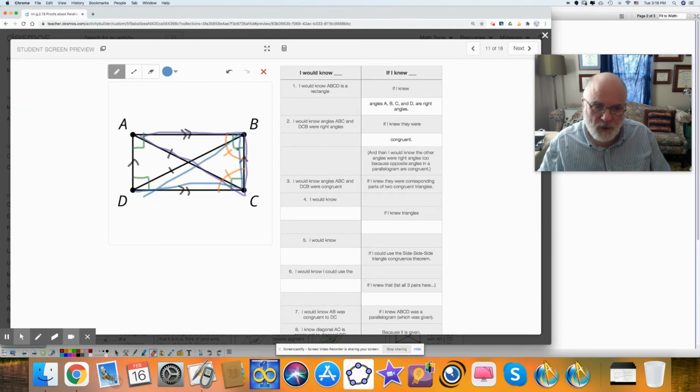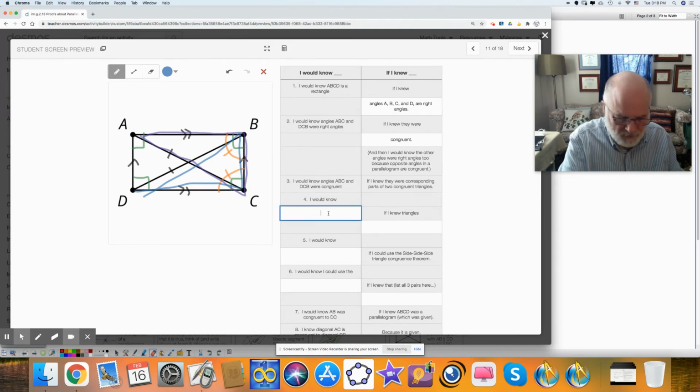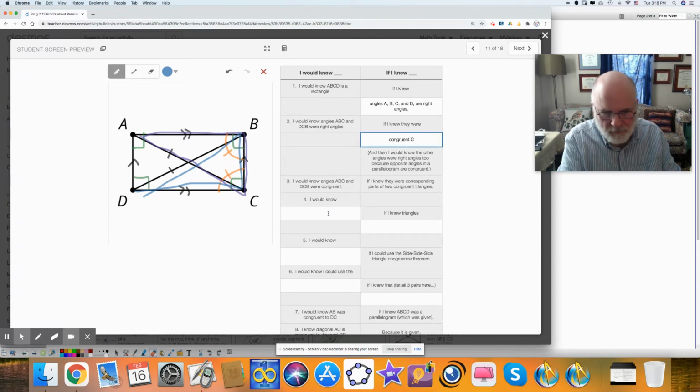I would know these two angles, this one is part of the purple one, and this is part of the blue one, were congruent if I would know that the corresponding parts, I'm going to just put CPCTC, the corresponding parts of the congruent triangles were congruent, if I knew that triangles ABC and DCB were congruent.